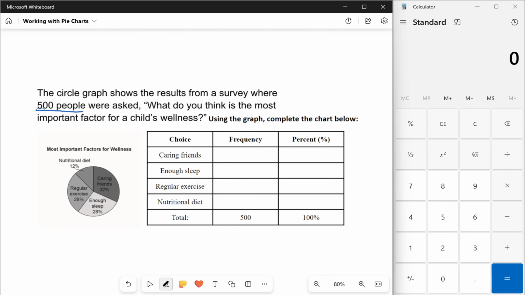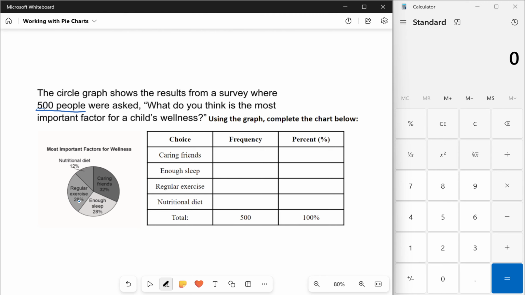For our purposes, it doesn't necessarily matter what the survey was about. What matters is that we have a pie chart, we know the total amount of answers that went into that pie chart, and in this case it's 500. And then we have the percents. We've got 4 different choices, and 12% chose nutritional diet, 32% chose caring friends, 28% chose enough sleep, and 28% chose regular exercise.